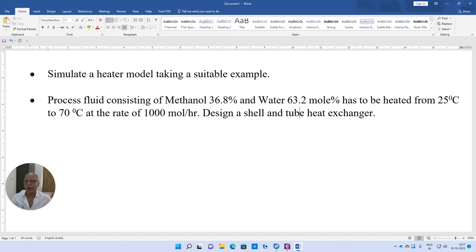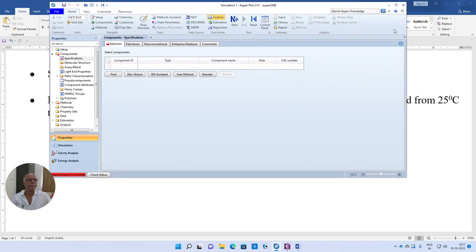In this session, I would like to demonstrate a heater model and a heat exchanger model available in Aspen. I may be taking the same example even to demonstrate the heater model. So a process fluid containing methanol and water with this composition needs to be heated from 25 degrees centigrade to 70 degrees centigrade at the rate of 1000 moles per hour. Design a shell and tube heat exchanger. So let us see how to go about this using Aspen.